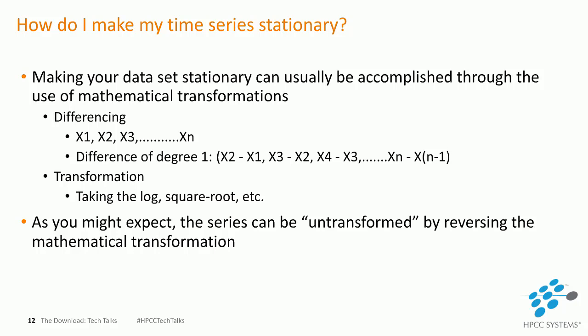And a secondary approach is just called transformations, where you can take the log, the square root, or the cube root, etc. of your data set in order to make it stationary and meet those requirements that I stated earlier. And as you might expect, the series can be untransformed by reversing the mathematical transformations that you did previously.